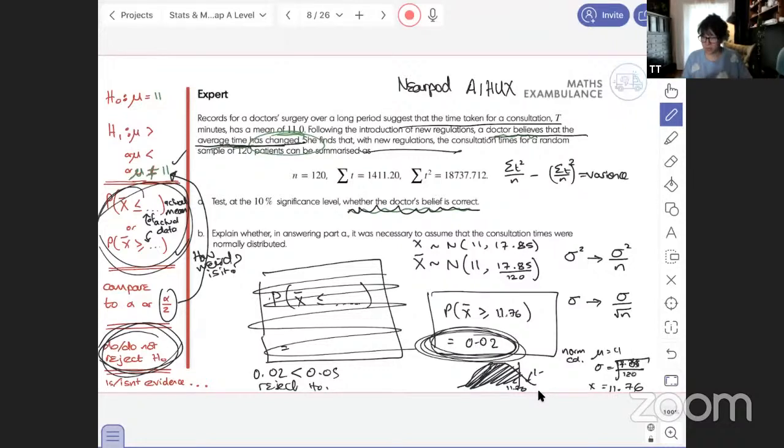So we reject H0. Yeah, so for the variance in the calculator, it would be the square root of 17.85 over 120. Yeah, the square root.